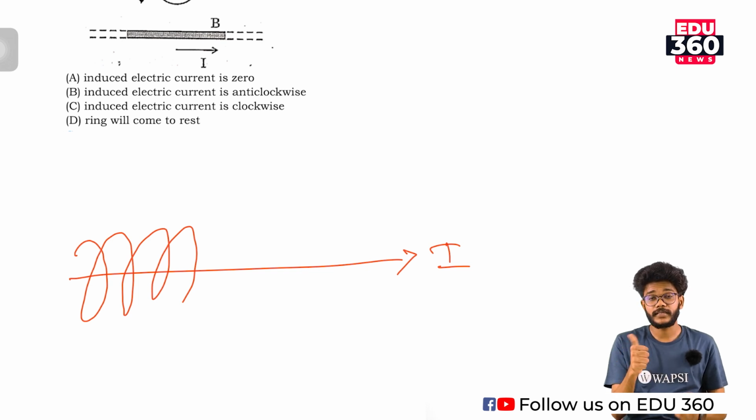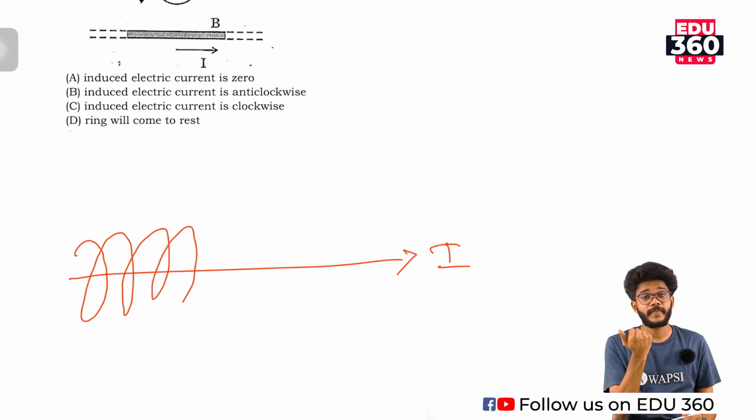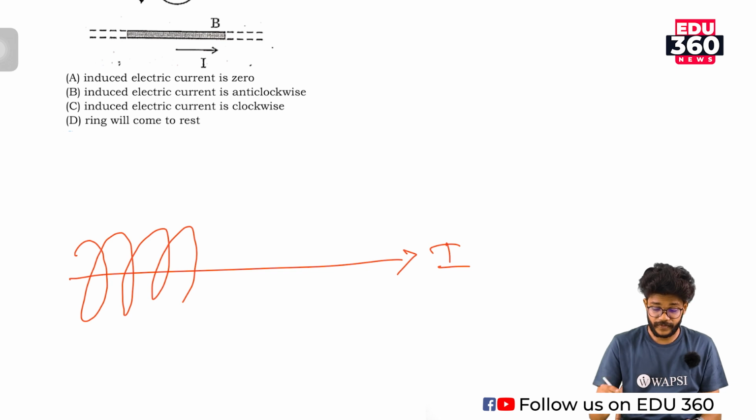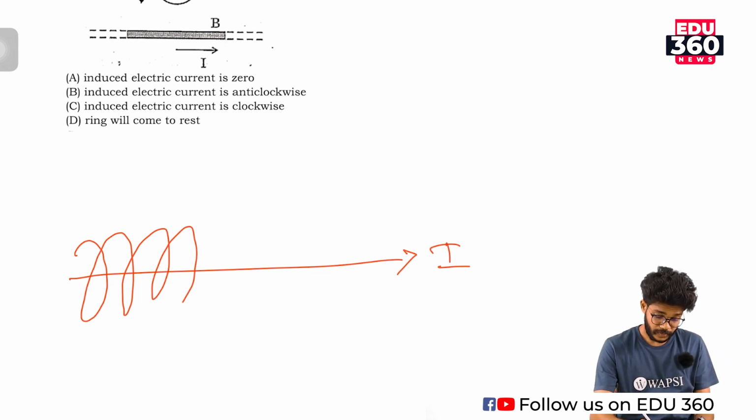The direction can be explained by the right hand thumb rule. With the right hand, the thumb is placed towards the current and the curling of the fingers represents the direction of the magnetic field. So if the current is going towards the right, the magnetic field is like this.